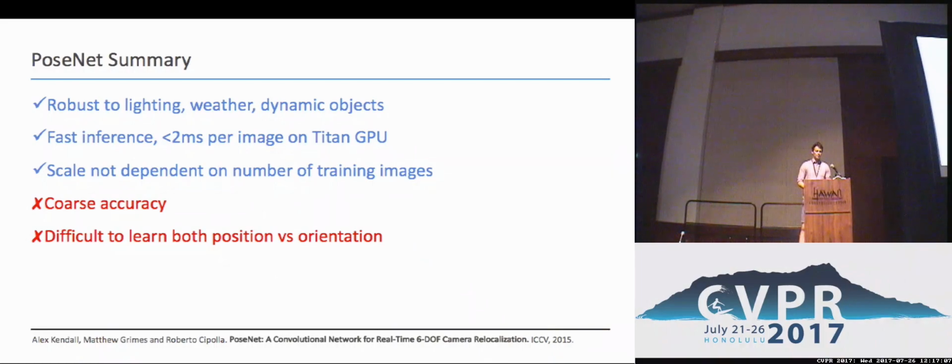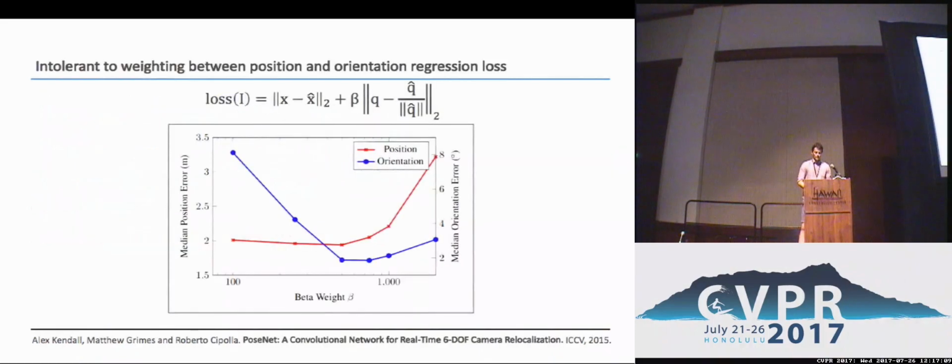a multitask learning problem. So to go over the multitask learning problem, the way that PoseNet was originally trained was with a model which trained on both Euclidean loss on regression on position and orientation. And the problem is that you need a weighting factor between these to learn both of them effectively. And this graph shows the performance of both position and orientation as you vary this weighting factor.